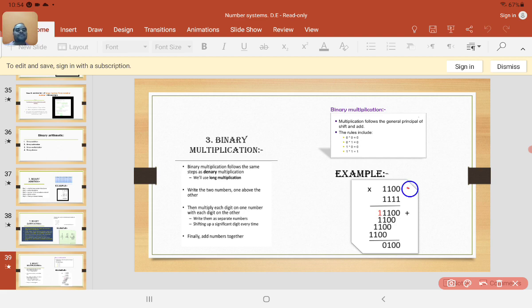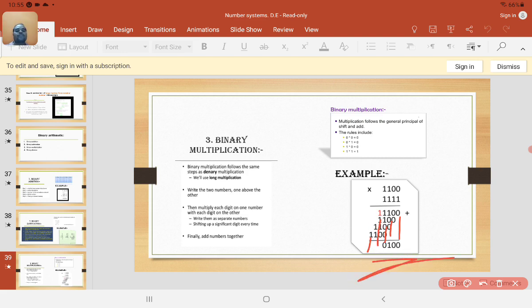Okay, so this is how we are doing it. 1100 into 1111. We have to multiply each number. First we take one number and multiply it with each digit. So 1 into 0 is 0, 1 into 0 is 0, 1 into 1 is 1, and at last 1 into 1 is 1. Then we shift to the left by one bit and multiply again with the next digit 1. Like that we multiply with all the digits and get the result. At last we add all the numbers together.